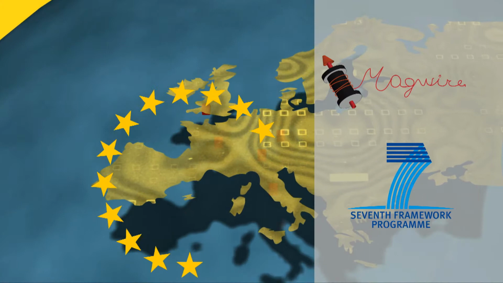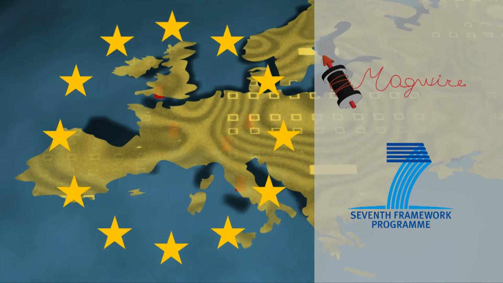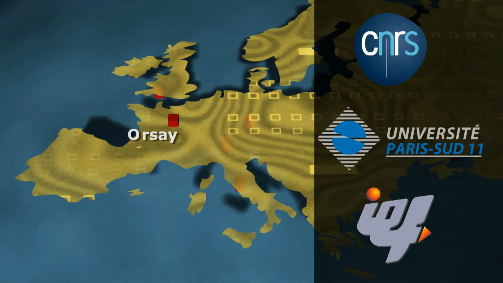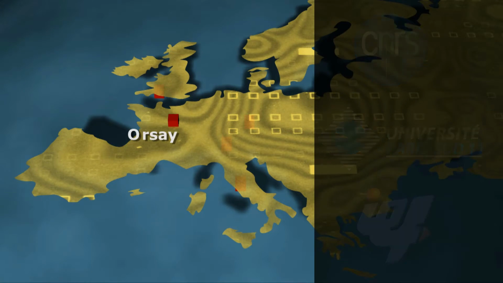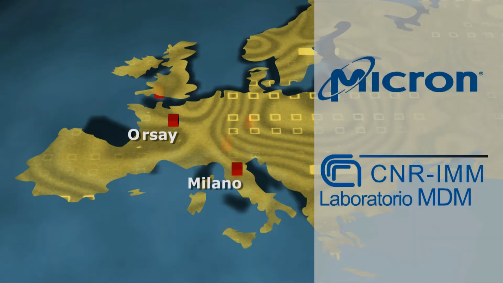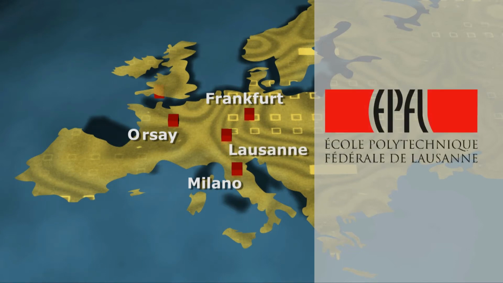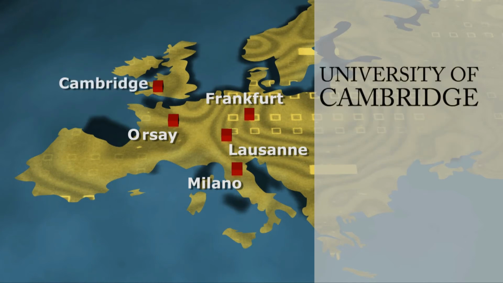Co-funded by the 7th Framework Program, experiments and demonstrations can be made under the best possible conditions, that is, in the outstanding, distinguished, and state-of-the-art facilities at the University of Paris South in Orsay, the U.S. company Micron and the Italian CNR both in Milan, the German company Singulis in Frankfurt, the École Polytechnique Fédérale de Lausanne, and finally the University of Cambridge.